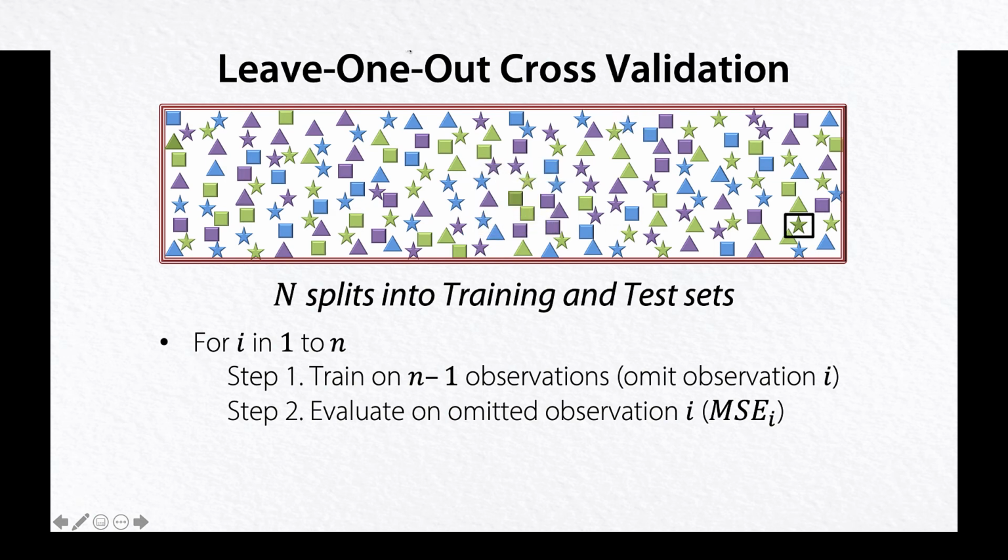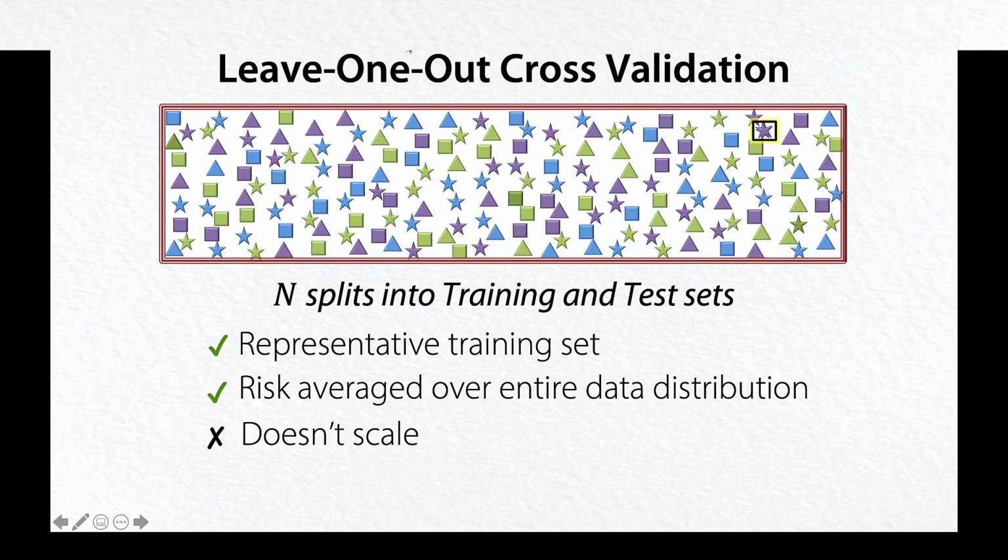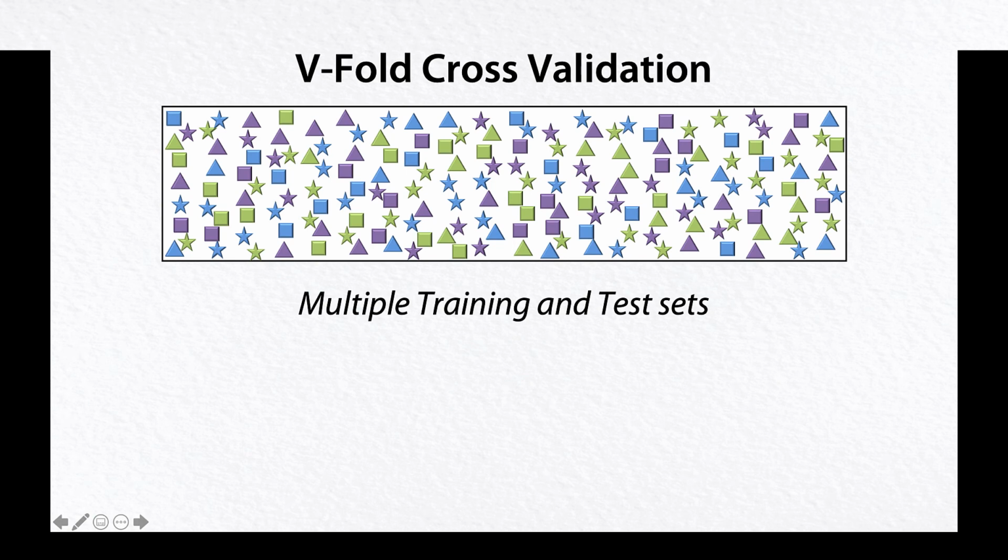This process continues until every observation in the dataset has been held out once. The cross-validated risk is the mean of the MSE across all n validation sets. In other words, it's averaging over the entire distribution of the data. The virtues of this approach are that each of the n distinct training sets has size n-1, so it's quite representative. And at the same time, the risk is also an average over the entire distribution. The only drawback is that this approach doesn't scale well to large data sets due to computation time and memory constraints. An intermediate approach is what's called V-fold cross-validation.